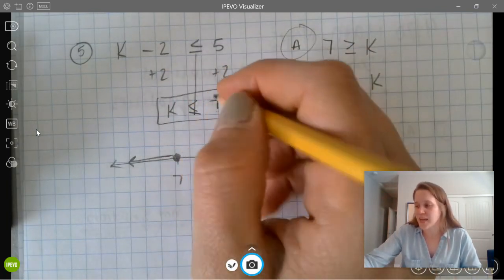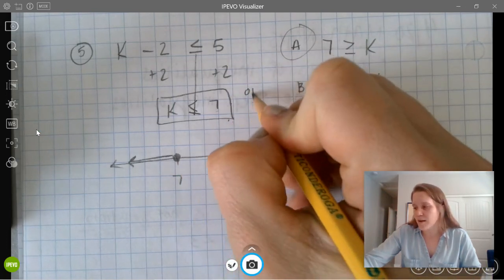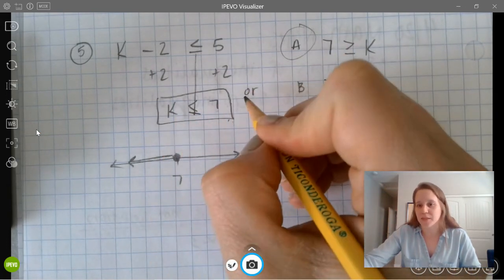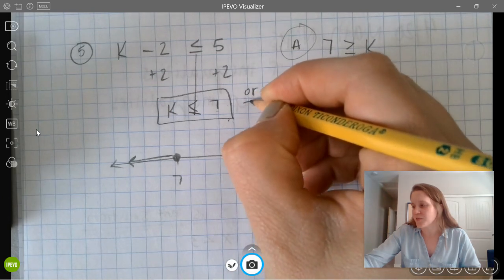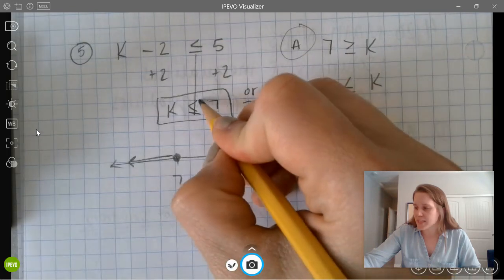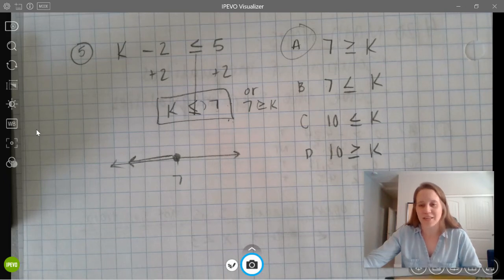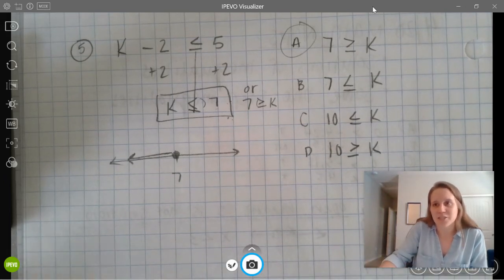When that happens, just know I can write k is less than or equal to 7, or that's the same as if I swap the order completely and flip the inequality sign. So 7 is greater than or equal to k. So the opening is still facing towards 7, no matter which way you write it. Okay, so just look out for that. Be extra careful in your independent practice. Last question, team.